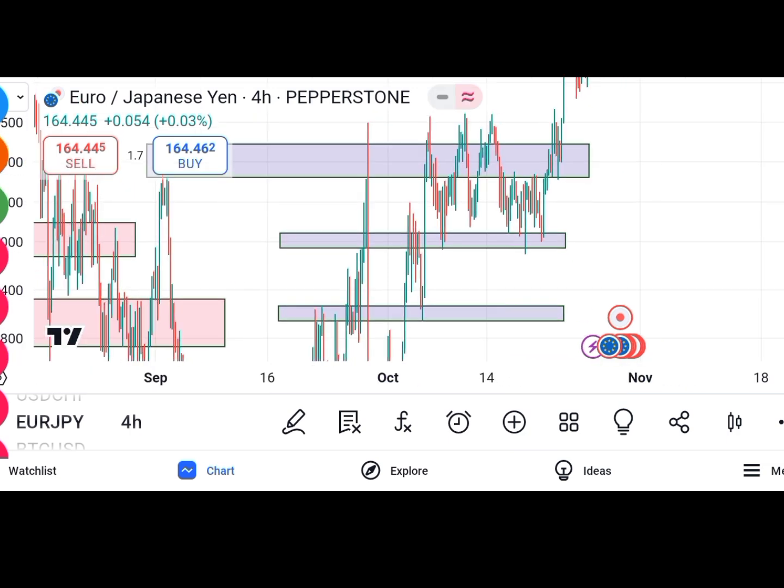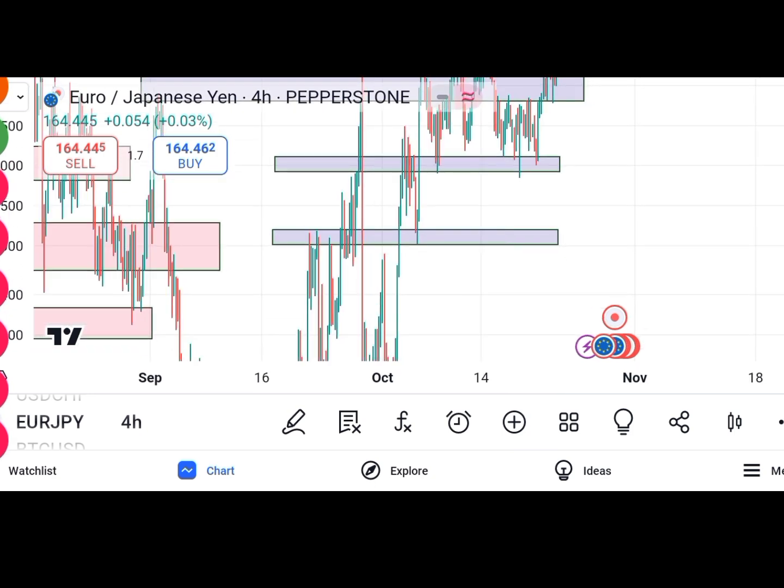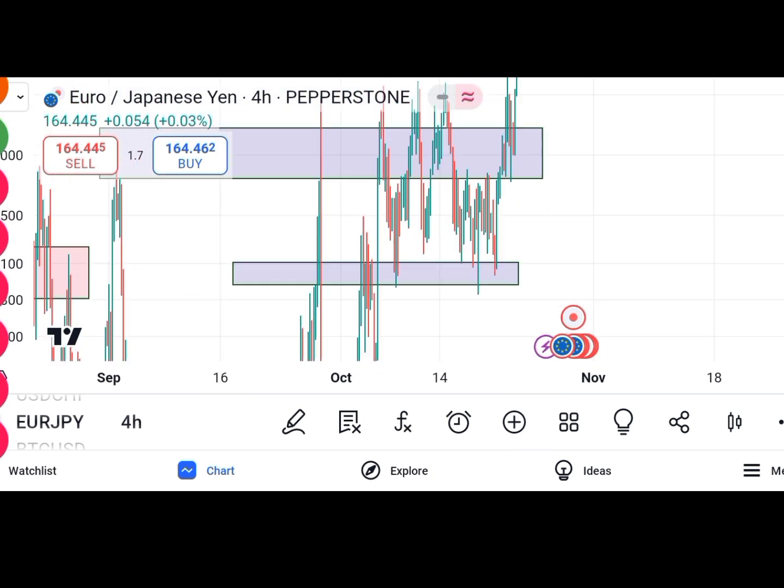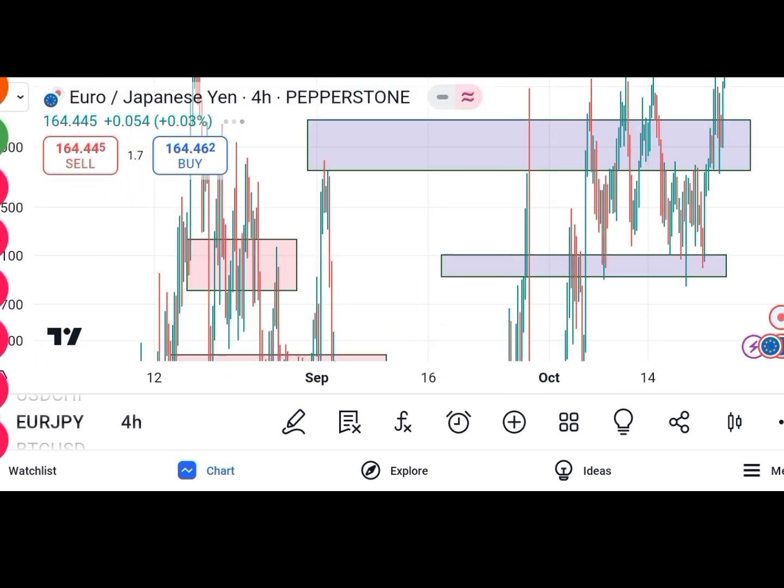Some people draw their support and resistance like this, at every point that the market reacts to, and this is a very wrong way to draw support and resistance.